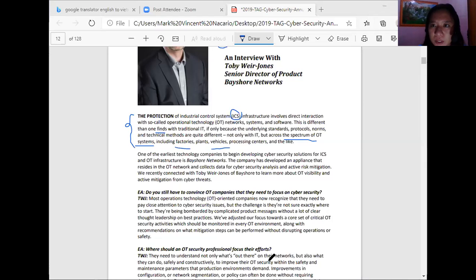So how about this one? One of the earliest technology companies to begin developing cyber security solutions for ICS and OT infrastructure is Bayshore Networks. So Bayshore Networks is a company that really helps your company to secure everything.